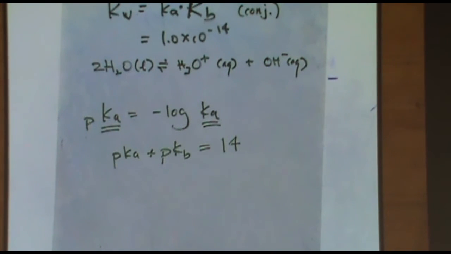Okay, let's do some concepts here. If Ka is large, is pKa large or small? Small. The negative log causes it to go the opposite direction. The stronger the acid, is Ka a large or a small number? If the acid is strong, Ka is large. If the acid is weak, Ka is a small value.